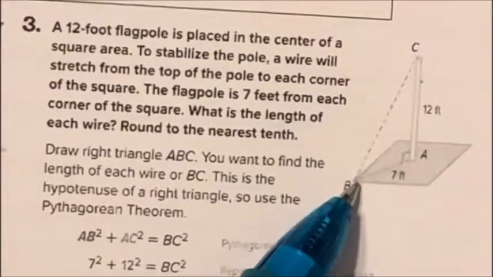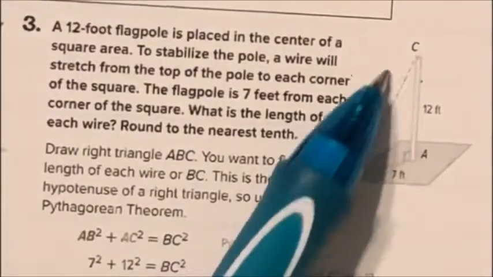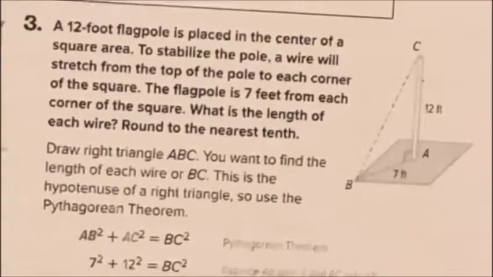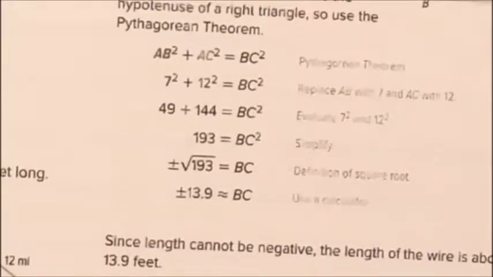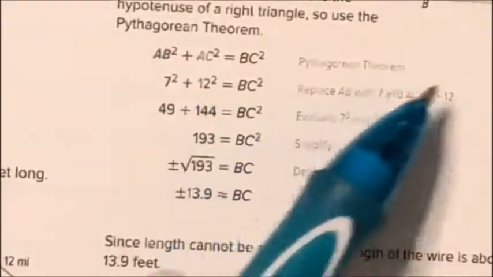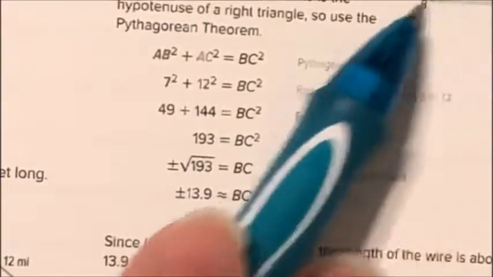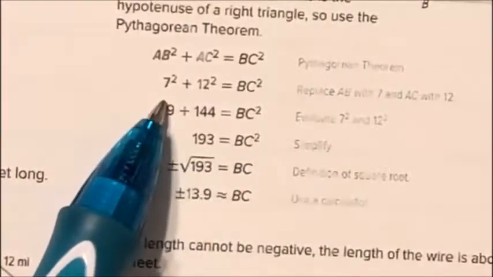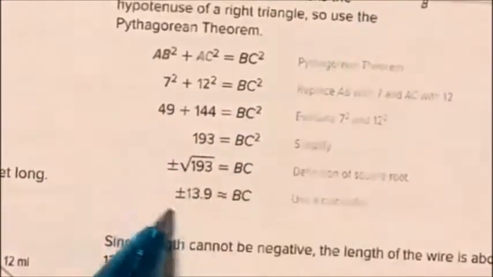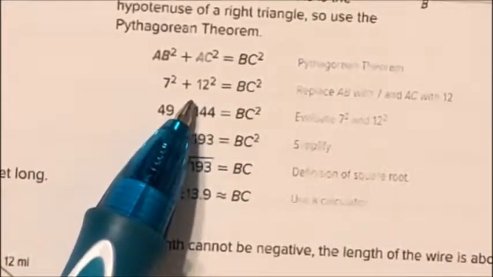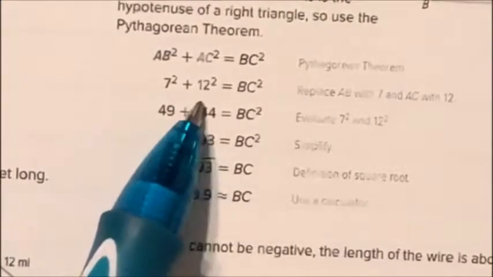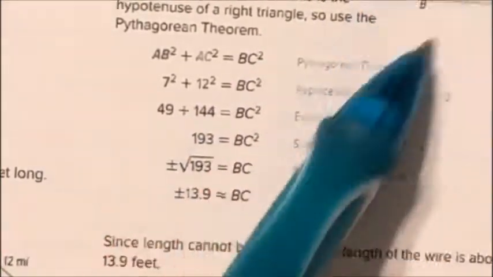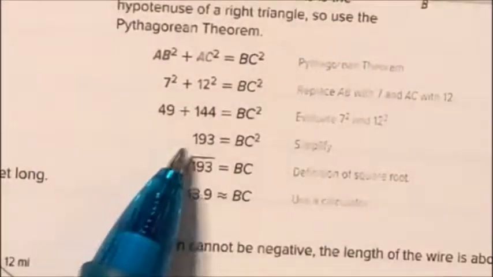This forms a right triangle. I'm missing the length of my wire, so that's my hypotenuse. So the length of one of my legs is 7 feet. So 7 squared plus the length of my flagpole, which is my other leg, is 12 squared, equals the length of my wire squared. So I have 7 squared plus 12 squared equals BC, which is how they've labeled my diagram.